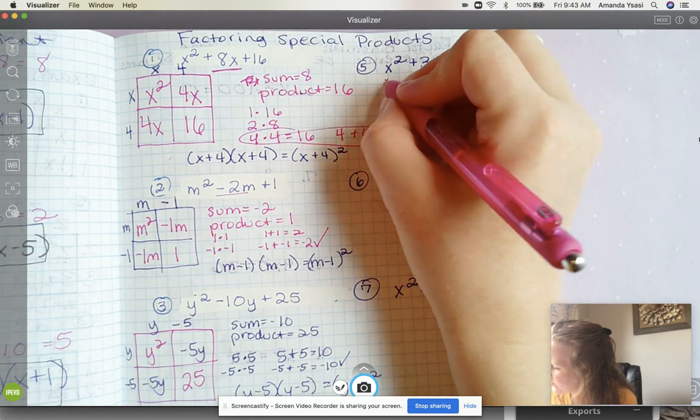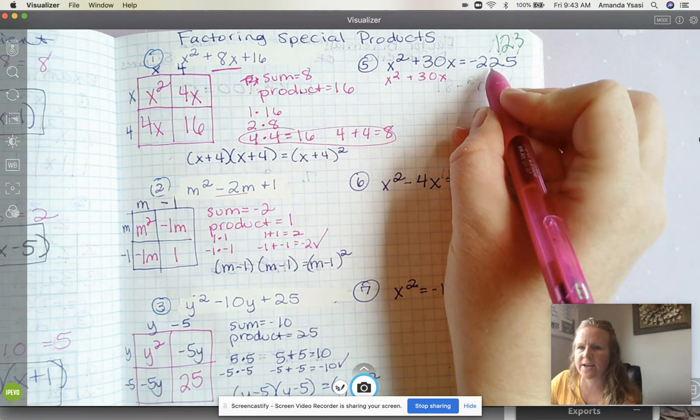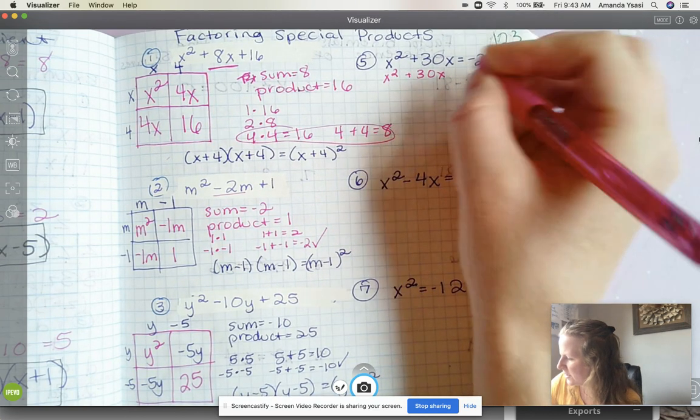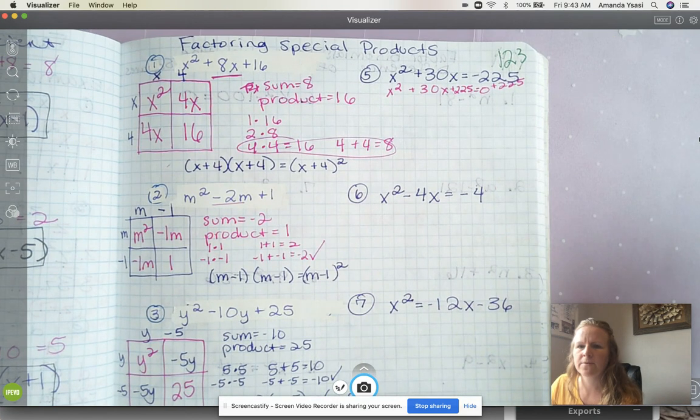So we need to move things around. We need to get this to the other side. To get this to the other side, we add 225. So this will be plus 225 equals 0.